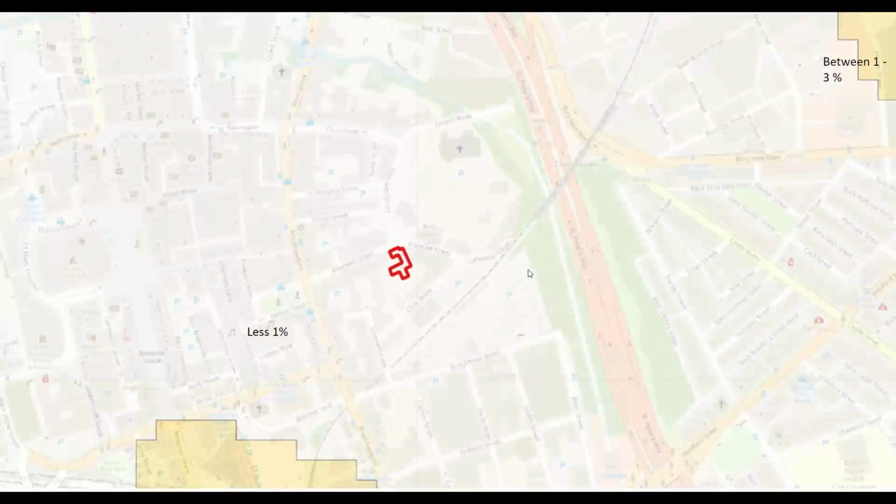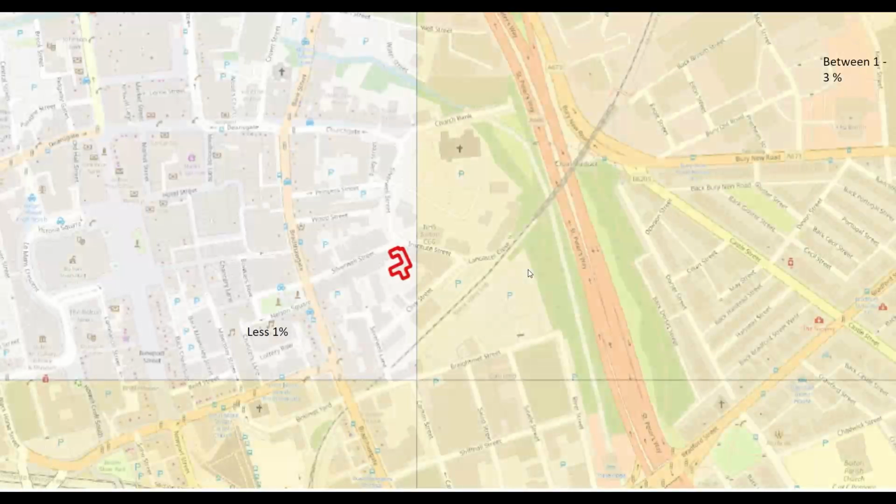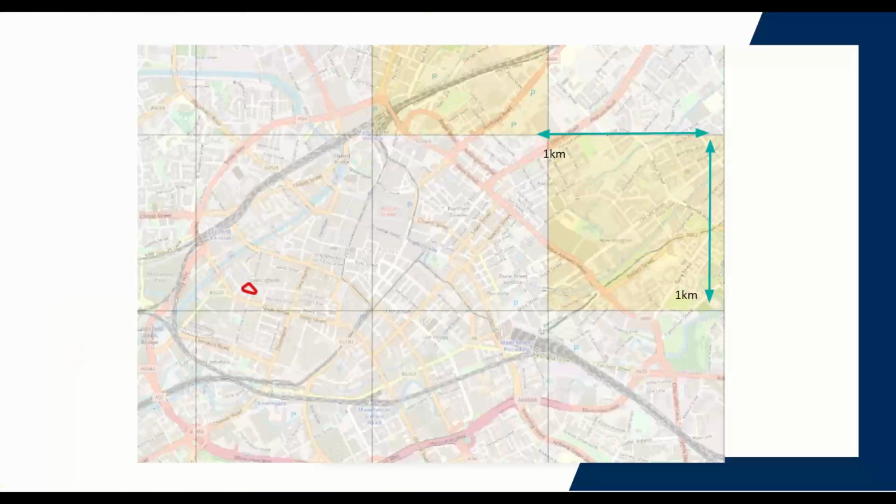But again, when you look at the 1 kilometer radon atlas, which is what's used in the CON 29, you can see now how the entire 1 kilometer square is now 1 to 3% as opposed to less than 1%. So this is, again, not necessarily representative of the actual risk, as it was only a small area on the top right-hand side. So hopefully you start to get a flavor of what the different data sets are and why they're actually really useful.